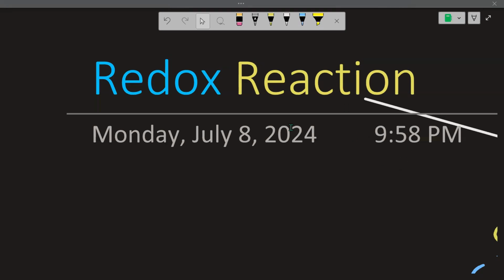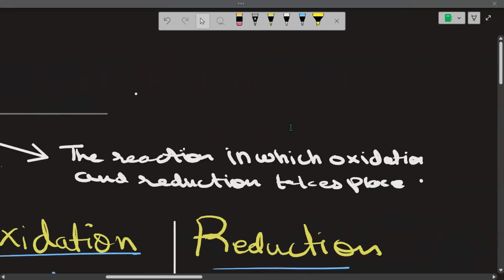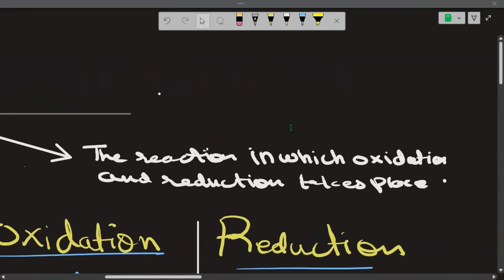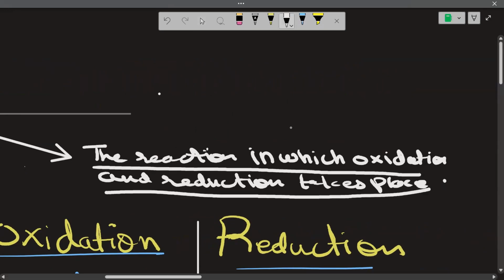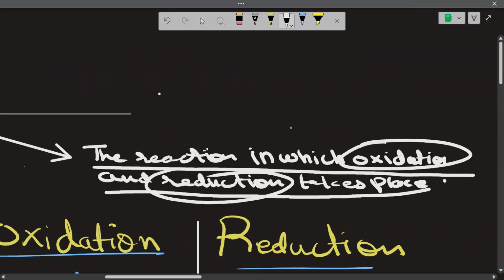Today, our topic is redox reaction. So, what is redox reaction? It is basically the reaction in which oxidation and reduction take place, meaning both oxidation and reduction take place. So, basically, what is oxidation and reduction?